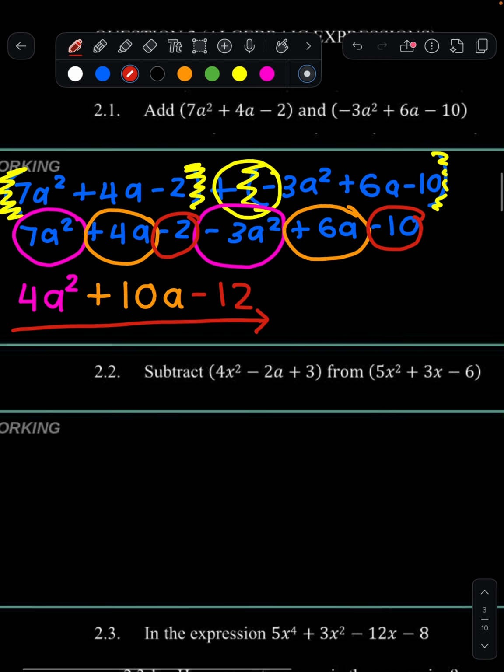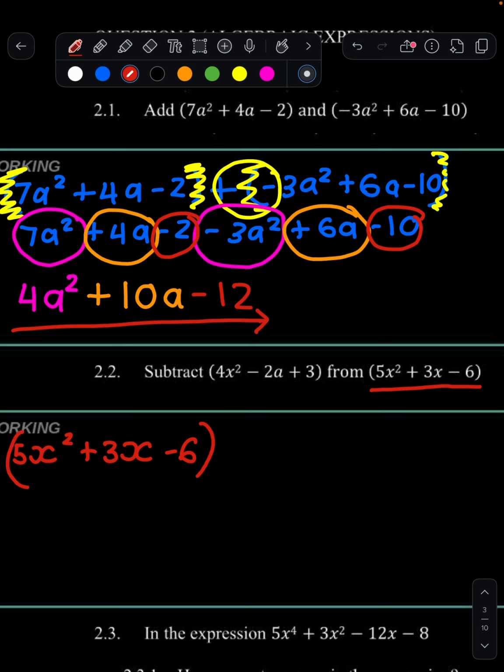Okay, question 2.2. Subtract these brackets. So subtract this from this. This one is a little bit tricky. So they want you to know that if we subtract this from this, this is our first term. So we're going to have 5x squared plus 3x minus 6. Subtract that from that.